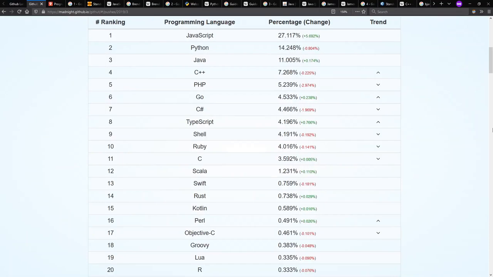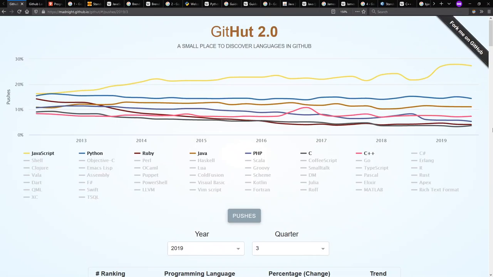The languages I'm going to use are based on this GitHub 2.0. This is one of the sources for programming language popularity that I went over in my programming language popularity video. And I'm going to specifically be using the metric of number of pushes during Q3 of 2019 on GitHub. This is going to be for public repositories.